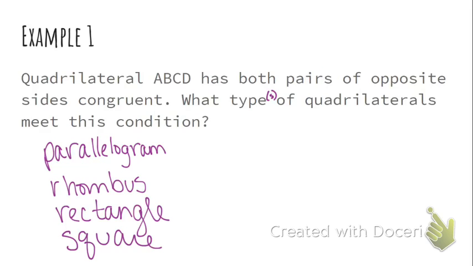So these are all possibilities. This would not apply for a trapezoid. For a trapezoid, we never have a situation where both pairs of opposite sides are congruent. Also, this would not apply to a kite. In a kite, you have adjacent sides congruent, not opposite sides. All right.